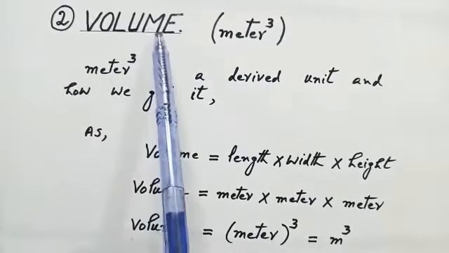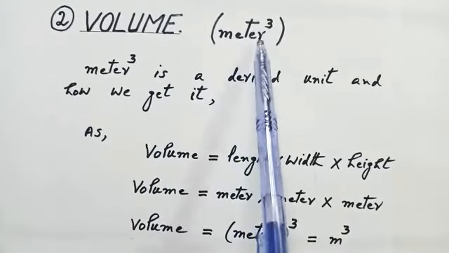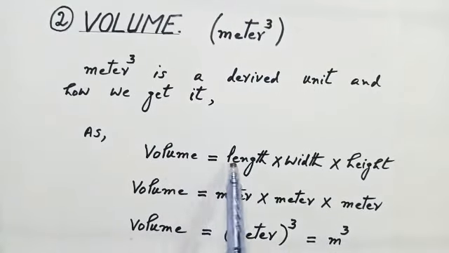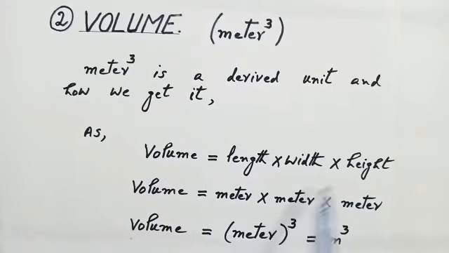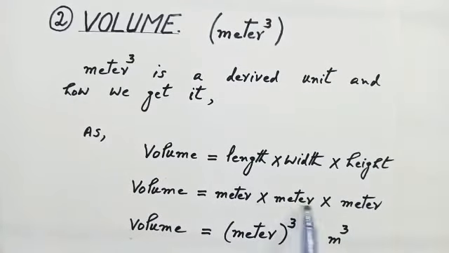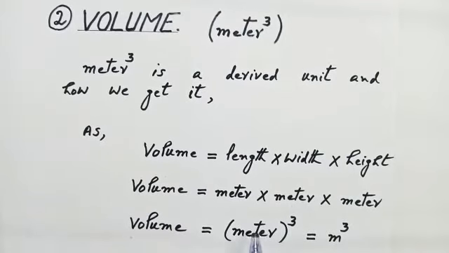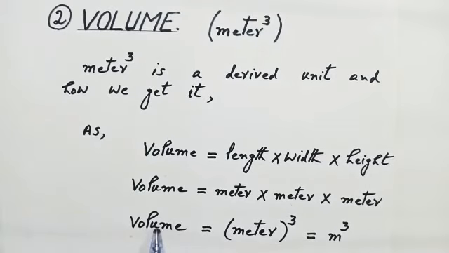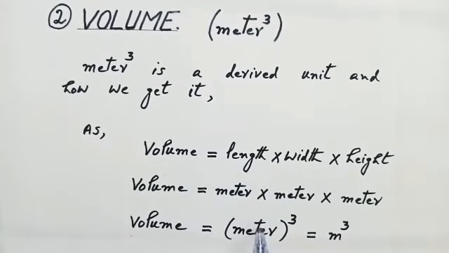Next is volume. Volume is a derived quantity. Its unit is meter cube, and this meter cube is a derived unit. How do we get it? The equation of volume is length into width into height. Unit of length is meter, unit of width is meter, unit of height is meter. Meter into meter into meter is meter cube, written as m cube. So this is the derived unit of volume, and we get it from the equation of volume.